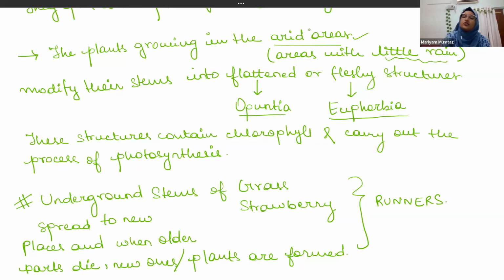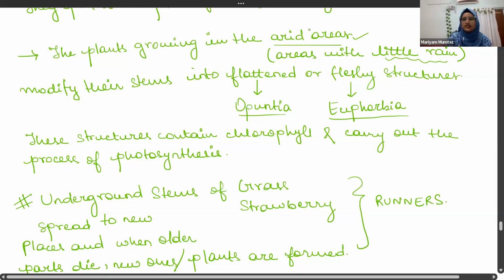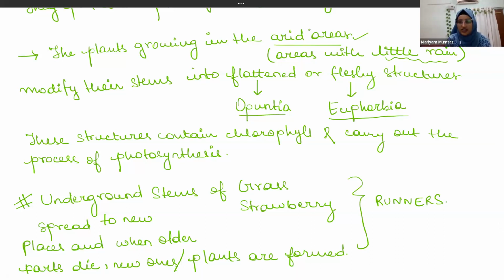And the plants which grow in those areas modify their stem. Since they are living in such harsh conditions where there is very little rainfall, and plants require water, isn't it? None of us go into the jungles to water plants, right? They grow on their own and depend solely on one source of water, which is the rainwater. So the plants present in these desert areas, or areas with little rainfall, have stems modified in such a way.